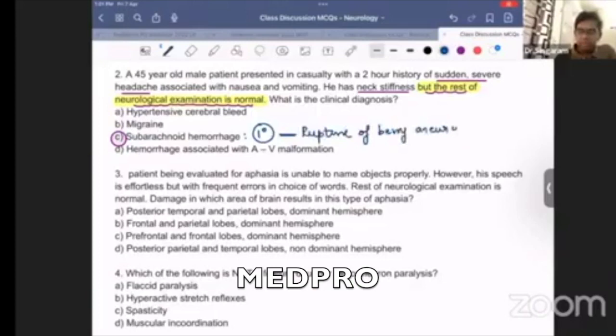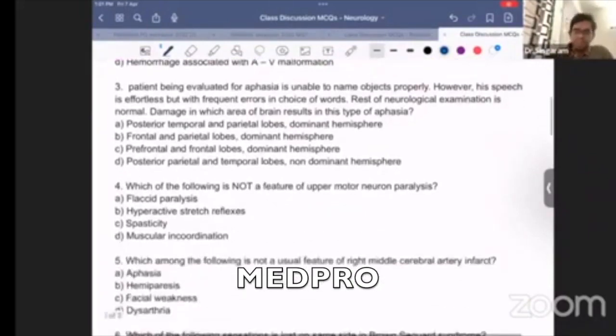I am talking about the reason for subarachnoid hemorrhage. Okay. Are you able to understand this? Because a common condition is trauma related, but no history of trauma is given. So that is why I'm saying it's a primary hemorrhage, which is rupture of berry aneurysm. I hope you can follow this. That is number 2 question. Number 3 question. A patient is being evaluated for aphasia. He is unable to name the objects properly.